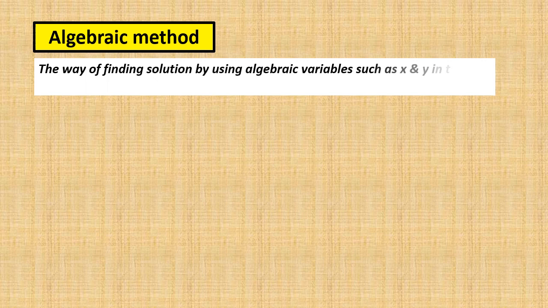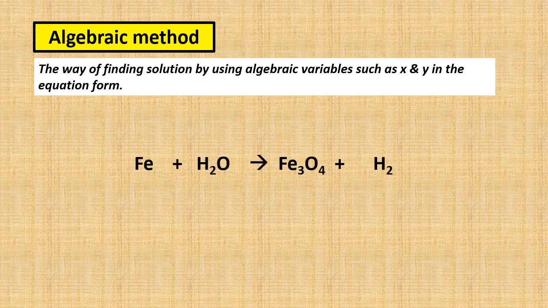Now it's time to understand how the algebraic method works for balancing chemical equations. In this method, we use algebraic variables such as x, y, z in equation form. After solving those equations, we can balance the chemical equations. Now let us see the chemical equation: Fe plus H2O, which gives Fe3O4 plus H2.